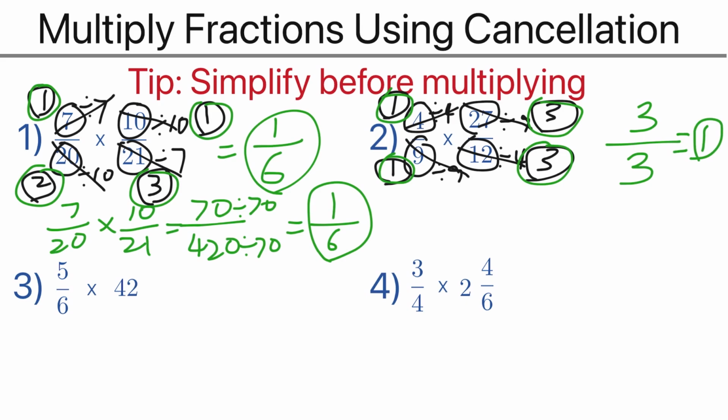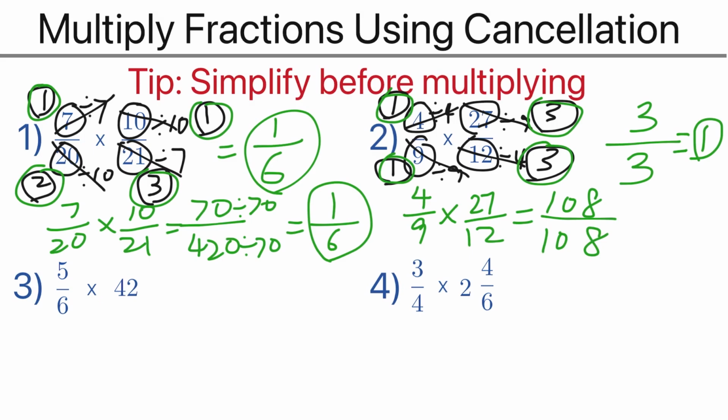Now if we want to do it the original way, which we can also do and which also helps us double check the work, we take 4 over 9 times 27 over 12. Without simplifying, 4 times 27 is 108. And 9 times 12, using a calculator, I see it's 108. So 108 over 108 is also 1. So therefore, the answers are both the same and correct.